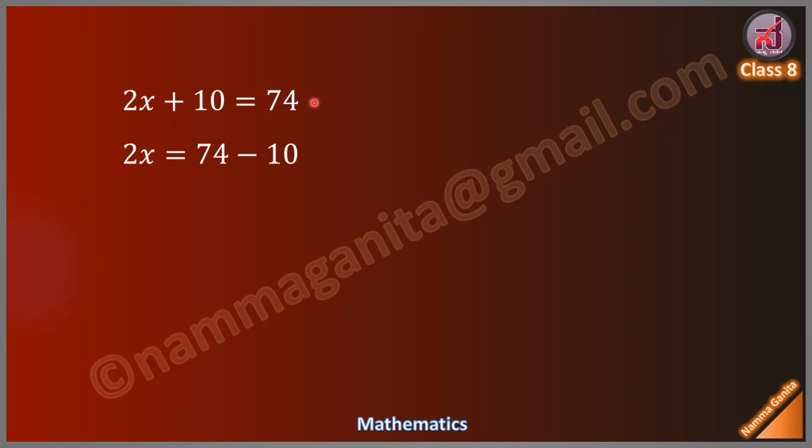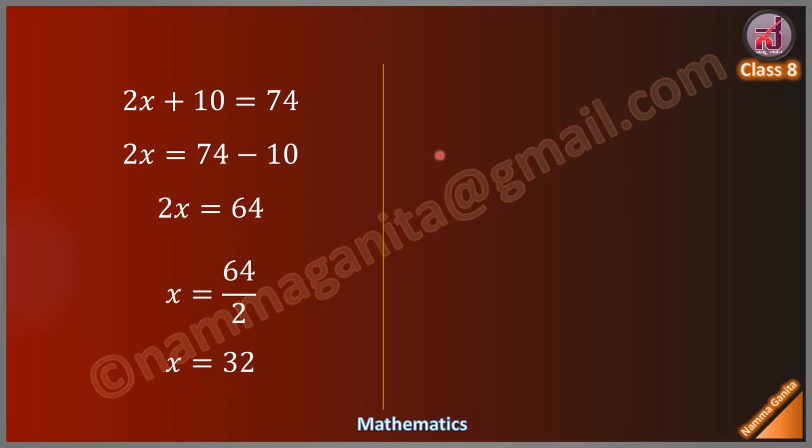Shift this 10 to the right hand side. 2x is equal to 74 minus 10. 2x is equal to 64. 2x means 2 into x. Shift this 2 to the right hand side. x is equal to 64 divided by 2. 2 ones are 2, 2 threes are 6, 2 twos are 4. x is equal to 32.